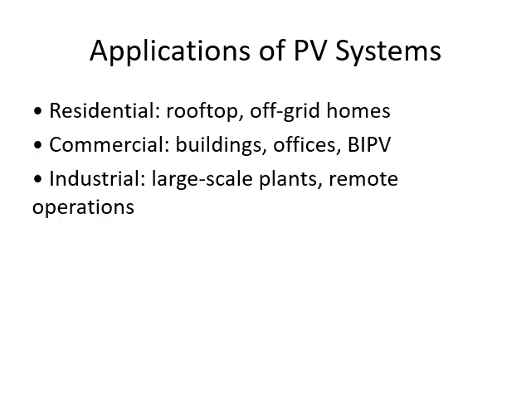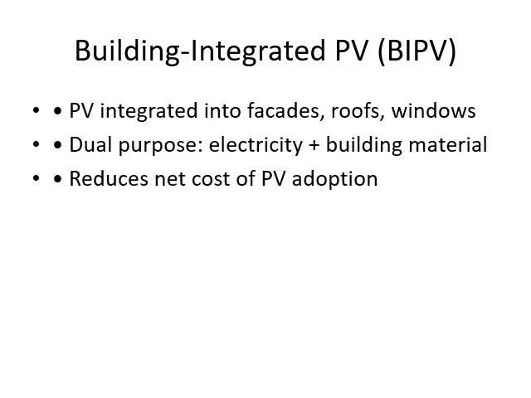Applications of photovoltaic systems: residential rooftop installations, then off-grid homes, commercial buildings, offices, industrial large-scale plants, remote operations. Building integrated PV, or BIPV, I'm going to now talk about this in detail. This one is photovoltaic integrated into the walls, roofs, windows. There is a special type of photovoltaic cell for windows, where it will reflect the light, guide the light to the window sills. And the dual purpose is electricity and building material.